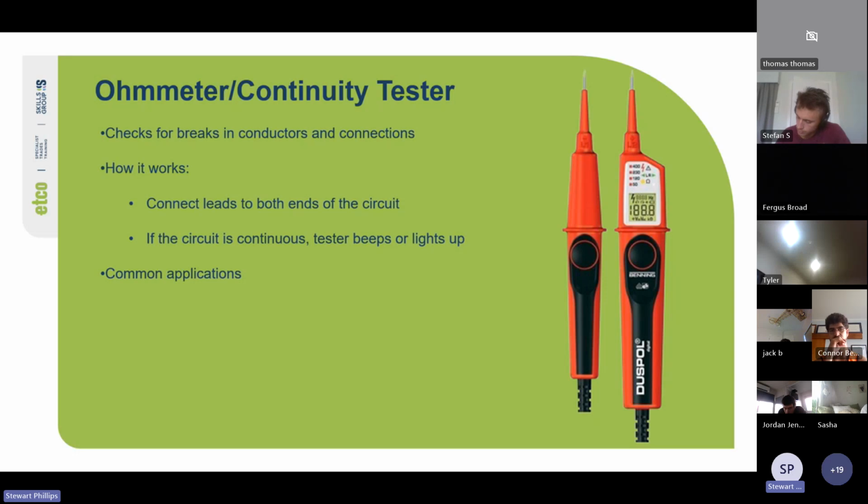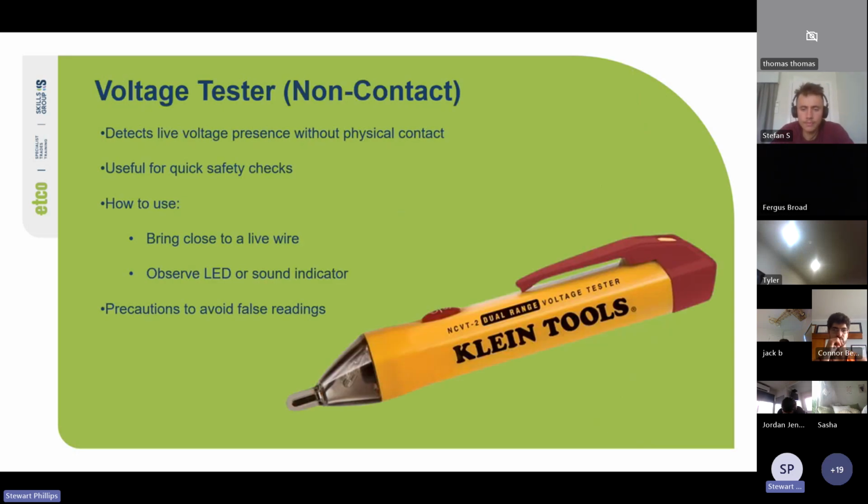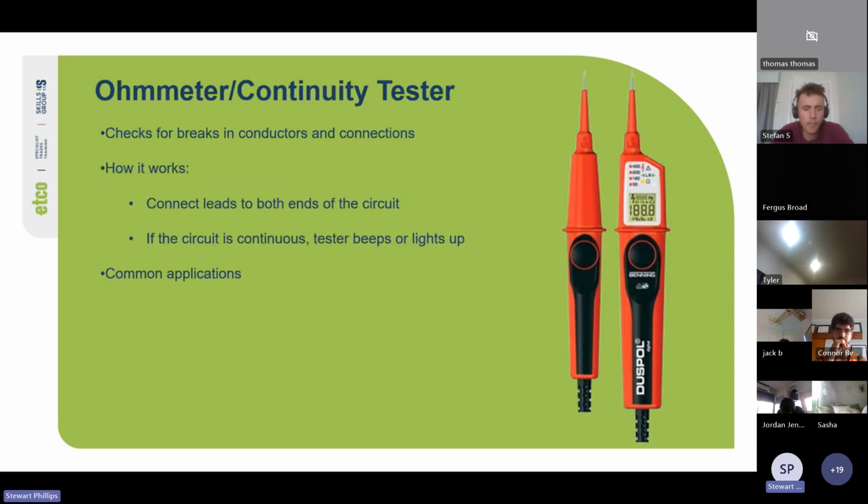So it checks for breaks in conductors and connections. You connect leads to both ends of the circuit. If the circuit is continuous, the tester beeps or lights up. Common applications are fault finding, checking that motor windings are actually connected, or checking your earth connection by checking the earth to neutral with an MEN link installed.